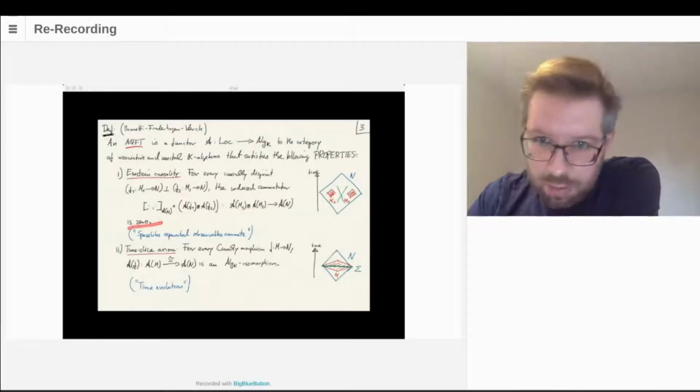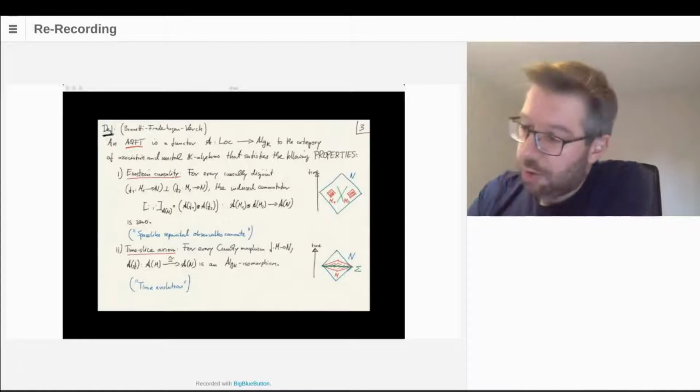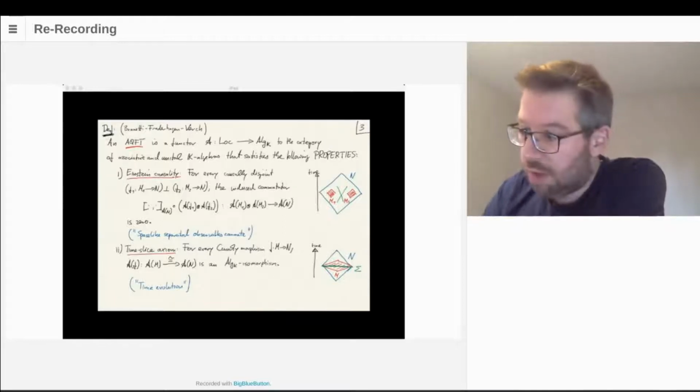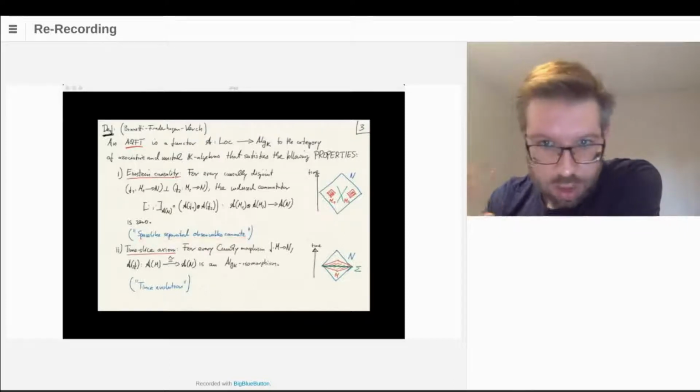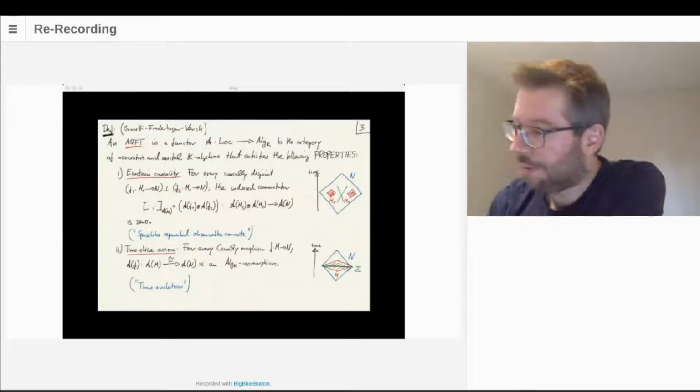So what the Einstein causality axiom tells you, in words, is that space-like separated observables commute, which is of course a reasonable locality property of quantum field theory.